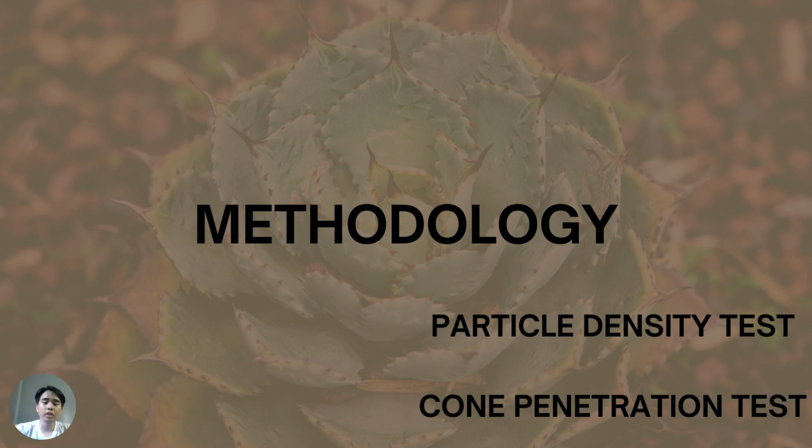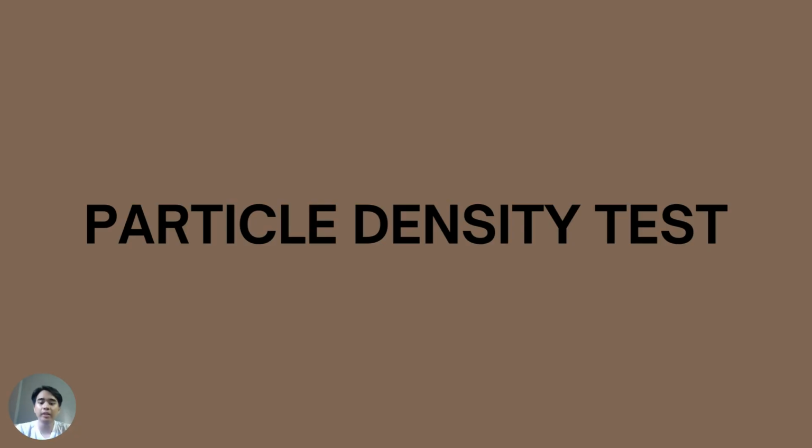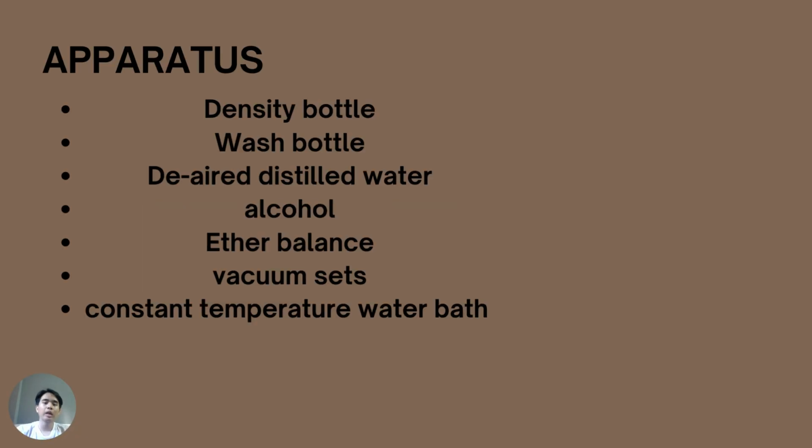So for the methodology, I prepared two types of tests, which are the particle density test and the cone penetration test, and I will explain all about both of the tests. So we move on to the particle density test. Now we look at the apparatus first. The apparatus for the particle density test is a density bottle, wash bottle, de-aired distilled water bottle, alcohol, electronic balance, vacuum set, and constant temperature water bath.